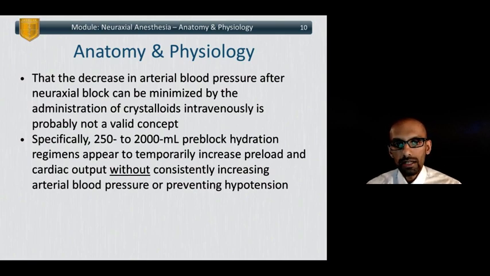So overall, the decrease in blood pressure after neuraxial block can be minimized by use of vasoconstricting agents like phenylephrine. It's really not as effective to preload the patient with crystalloid. It's not a reproducible effect to maintain normotension utilizing that sort of approach.